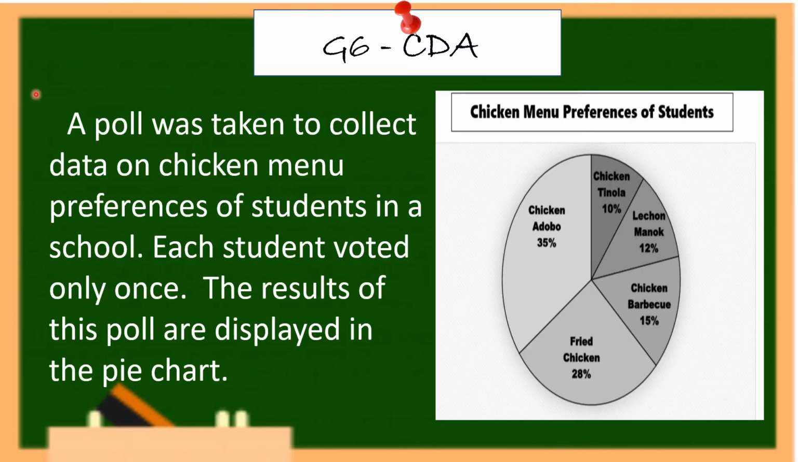I have here a problem to be solved. A poll was taken to collect data on chicken menu preferences of students in school. Each student voted only once. The results of this poll are displayed in the pie chart. The chicken menu preferences of students. We have chicken adobo with 35%, chicken tinola with 10%, lechon manok 12%, chicken barbecue got 15%, and fried chicken got 28%.